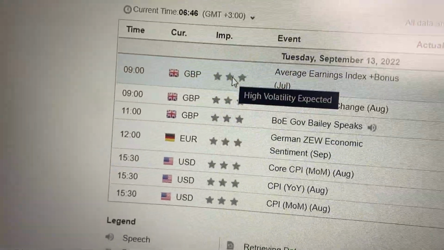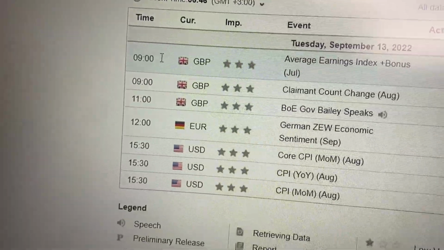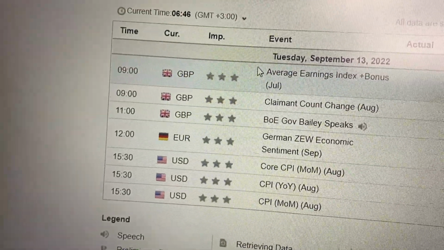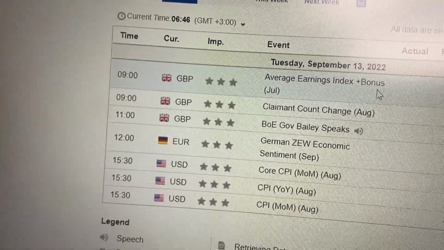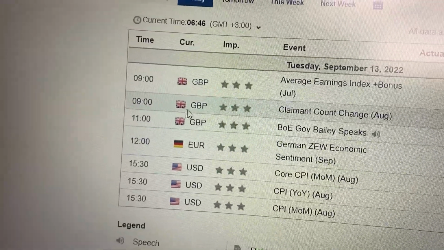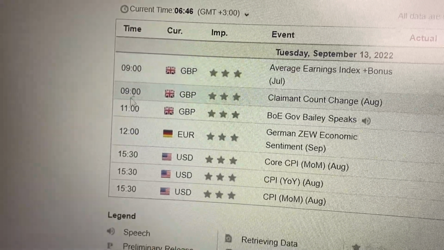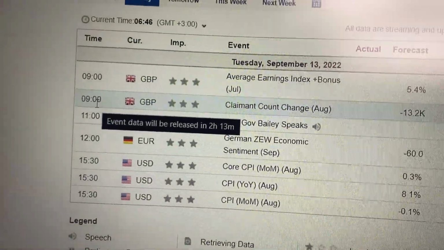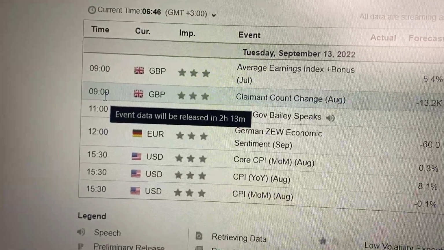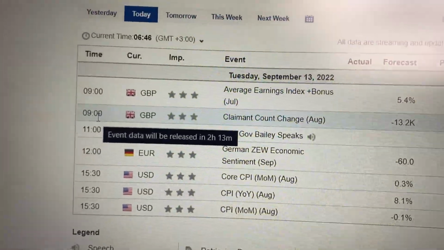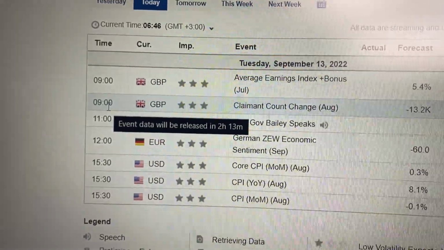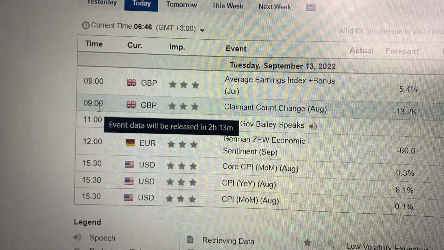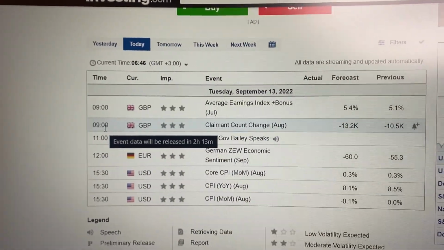Okay, just like in today's example, I have 9 a.m., prior to the London opening. So we have average earnings index plus bonus, that's July. We again have GBP. So we do have 2 news events for GBP at 9, meaning for all pairs that have GBP, let's say GBP USD, GBP JPY, Euro GBP, all that. Personally, I won't be trading those before 9 a.m. because I do not have a strategy to trade the news personally.